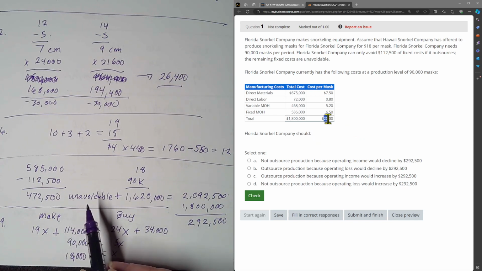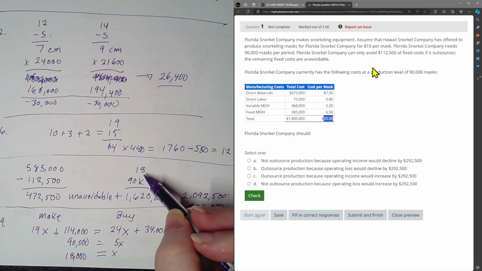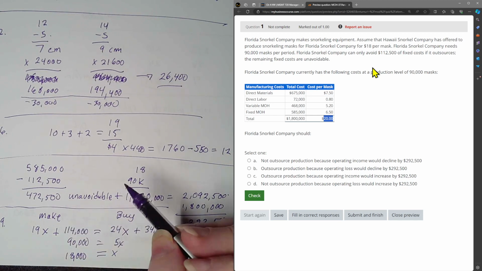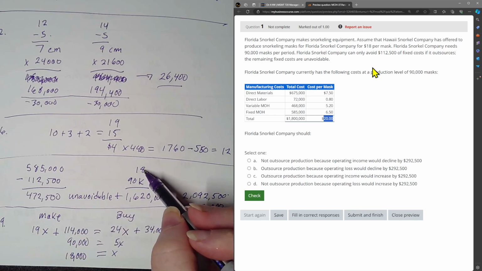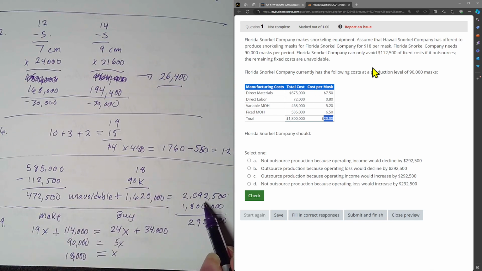So let's see. Even though our costs are 20 and they're going to sell it for 18, let's check to see what the numbers are. We're still going to have to pay the unavoidable costs if we outsource, and we're going to have to pay the per unit cost. So 18 times 90,000 is 1.62 million plus the unavoidable costs comes out to 2,092,500. We can make it ourselves for 1.8 million, and therefore we would not outsource, because that would be an increase in costs, or as they term it here, a decline in operating income. Operating income would decline by 292,500.